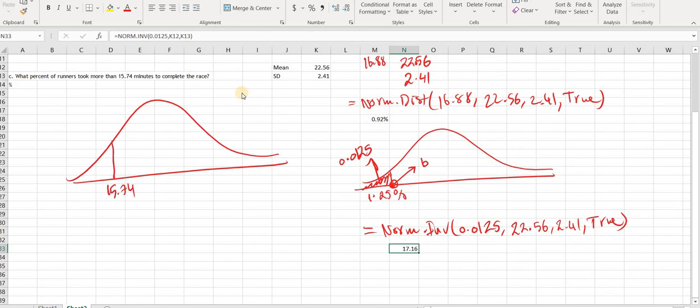15.74 is less than the mean. The mean is 22.56, so it's approximately here. More than means anything above it or to the right of it. So this entire area that I'm looking for, this is the area right here.